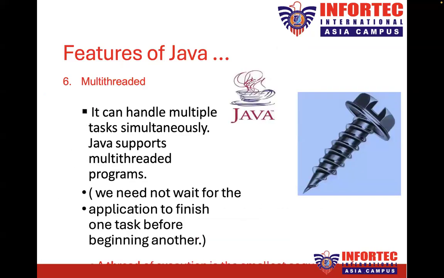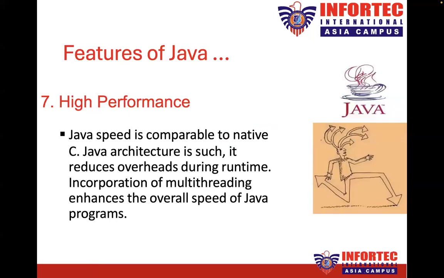Then the next thing, multi-threaded. You know some programming languages can't handle multiple things at the same time. So if they can't handle it, they have to wait in a queue. So it is multi-threaded. Java can handle multiple tasks simultaneously, which means Java supports multi-threaded programs. We need not wait for the application to finish one by one because it can handle everything together.